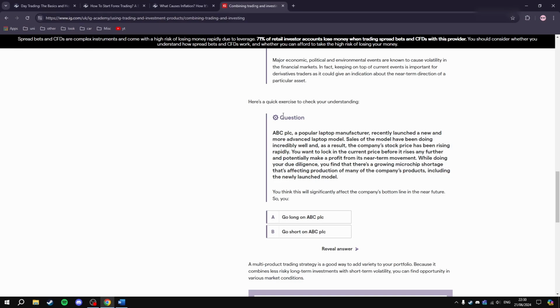Keeping on top of the current events is important for a derivatives trader as it could give an indication about the near-term direction of a particular asset.